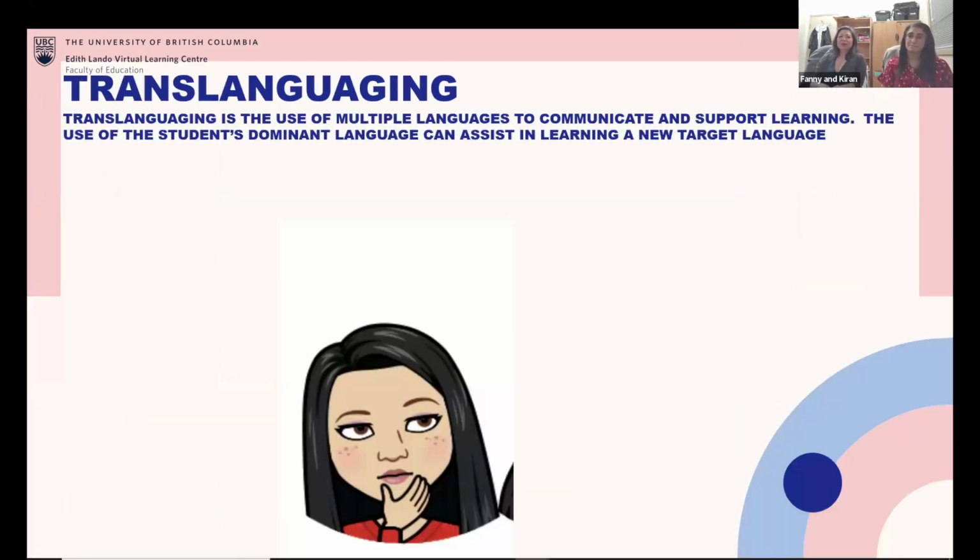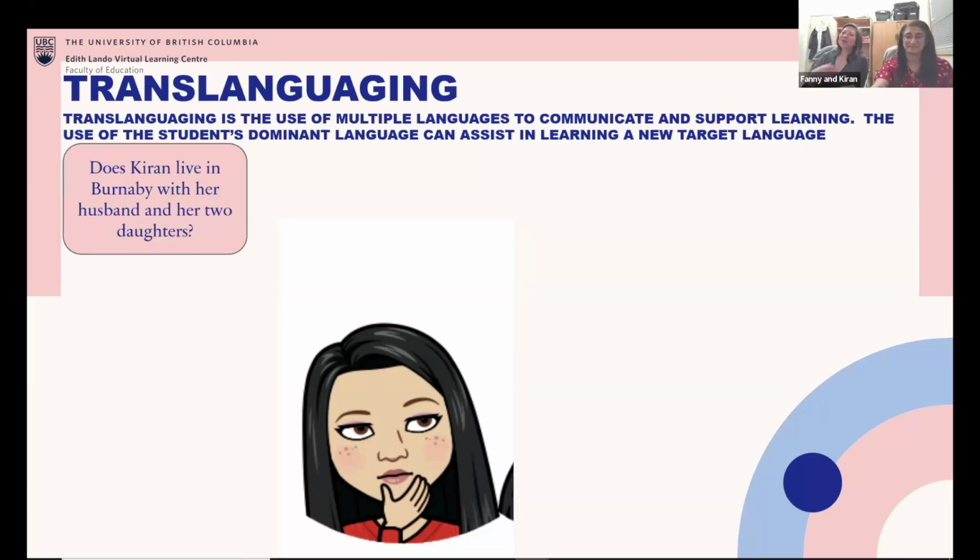So next we're going to talk about translanguaging. Translanguaging is the use of multiple languages to communicate and support learning. The use of a student's dominant language can assist in learning a new target language. So I'm going to give you an example. I've been trying to learn Spanish. If there's anyone in the audience who actually is a native Spanish speaker, I'm sorry, but I'm going to demonstrate to you what it looks like. If I was to translate the sentence, does Kiran live in Burnaby with her husband and her 2 daughters? In my mind, this is what I'm doing as I'm translanguaging.